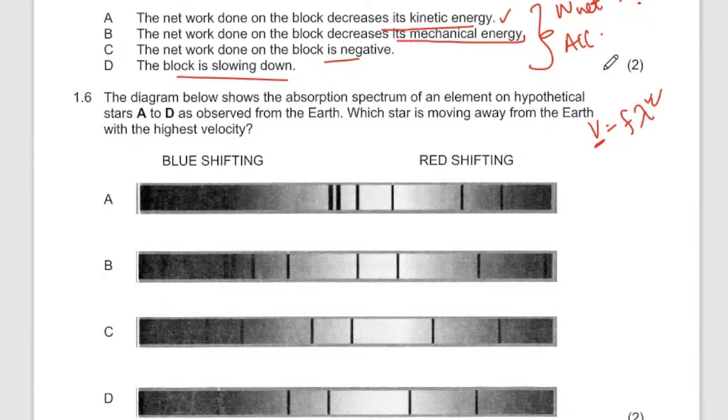So when you look at the lines, the red shifting and the blue shifting, I think the best option has to be A, because we can see a bigger difference within the blue shift, and we have the smallest distance within the red shift. So option A is the best.